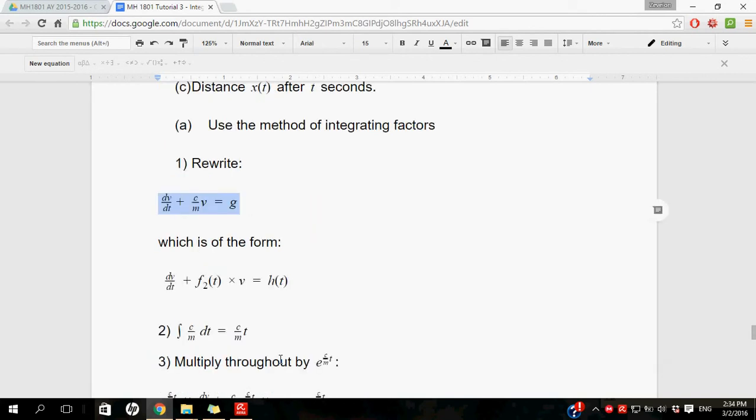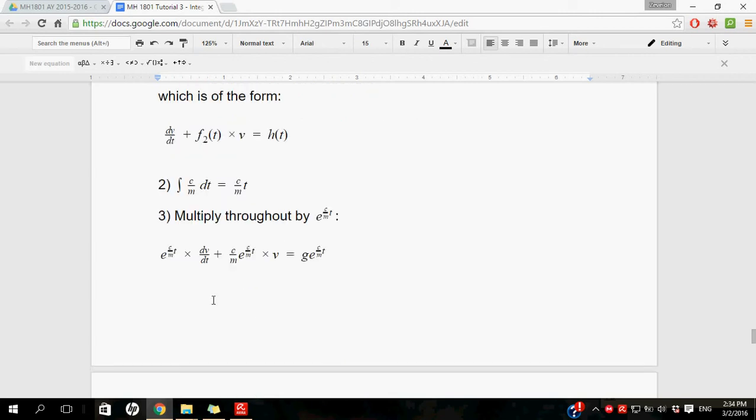This is of the form dv/dt plus a function of t times v equals h of t. We can work with this. So f(t) is simply c over m. We integrate that, we get c over m times t. Then we multiply throughout by e to the power c over m times t. This should be what we get when we multiply everywhere by our integrating factor.